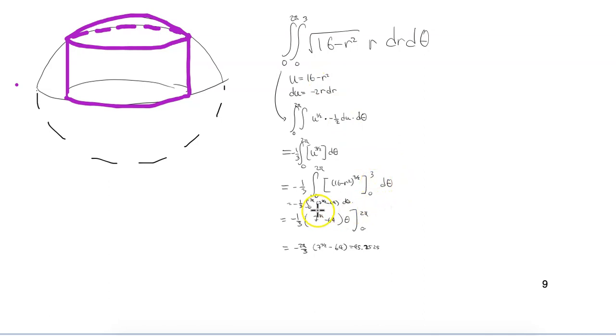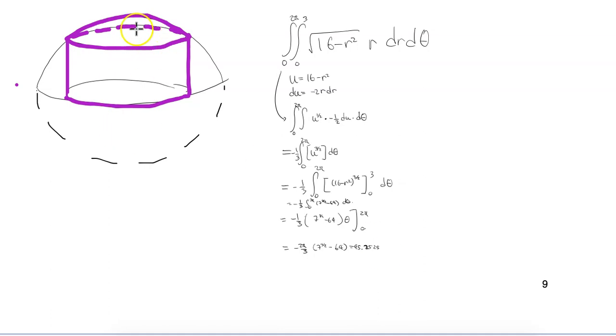What we obtain is a constant that is 7 to the power of 3 over 2 minus 64. So this is just a number. There are no thetas involved. So integrating that in terms of theta just gives the constant times theta. And then that yields the final answer, negative 2 pi over 3 times the constant I just read, which is approximately equal to 95.2525.